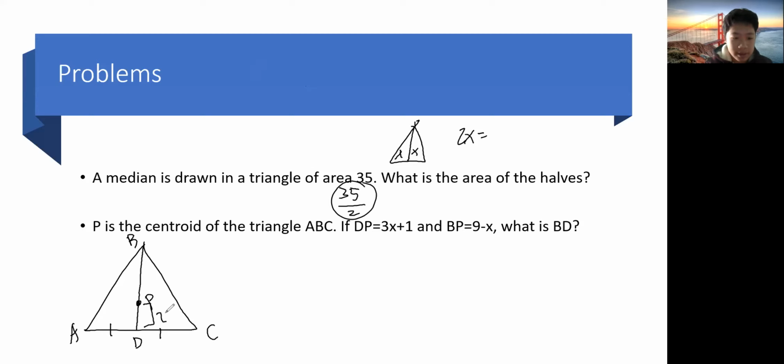Okay? So all the angle bisectors are going to intersect at the incenter, and the incenter is the center of the circle that's inscribed inside the triangle. We also have the inradius, which is obviously the radius of the circle. And the inradius can be calculated from a nice little formula, r equals 2A over p.